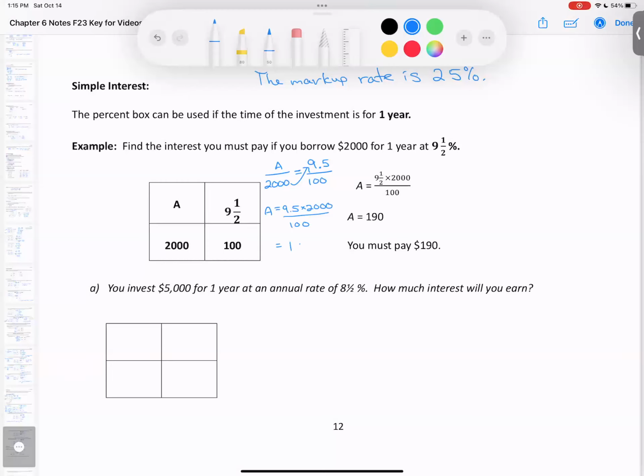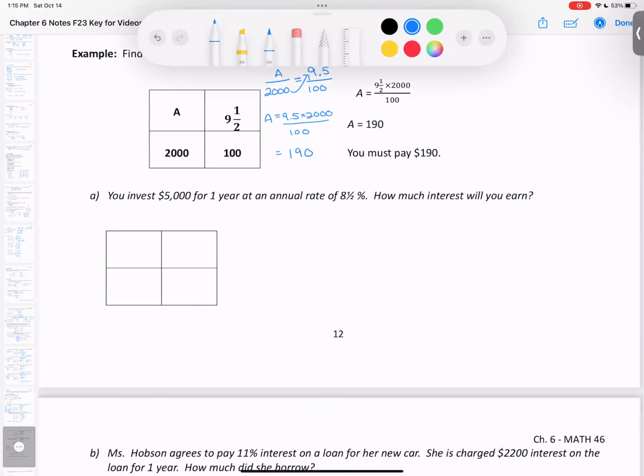So if you borrow $2,000, you're going to be paying an extra $190 in interest after a year if your annual interest rate was 9.5%, which is quite a lot. But credit cards charge even more. Credit cards are usually around 20%. So if you borrowed $2,000, you're paying about $400 just in interest over a year, which is why it's always good to try to eliminate credit card debt. It's a very high percentage.